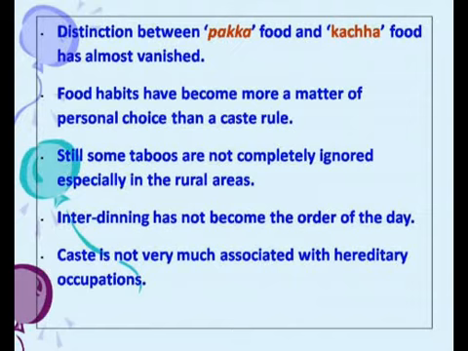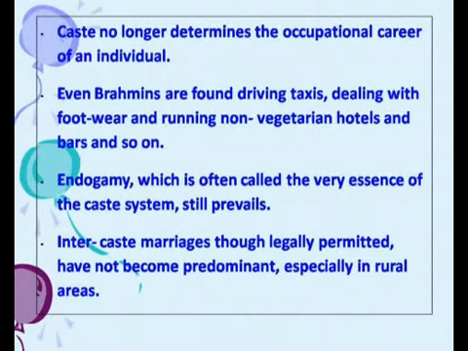And the third change was that caste is not very much associated with hereditary occupations. Now you see that a Brahmin is doing the job of a cobbler, or a Brahmin is running a shoe factory. Occupations are becoming more and more caste free. Brahmins are found driving taxis, dealing with footwear, and running non-vegetarian hotels and bars, and so on. And even the so-called Shudras or the untouchables are in the teaching profession, the medical profession, the engineering profession, or highly reputed clean occupations.